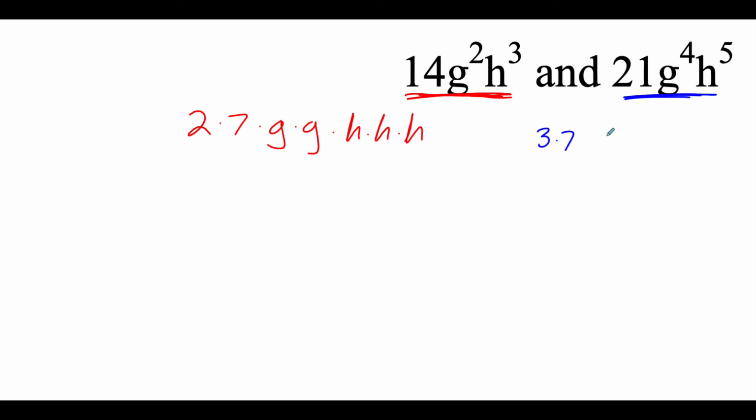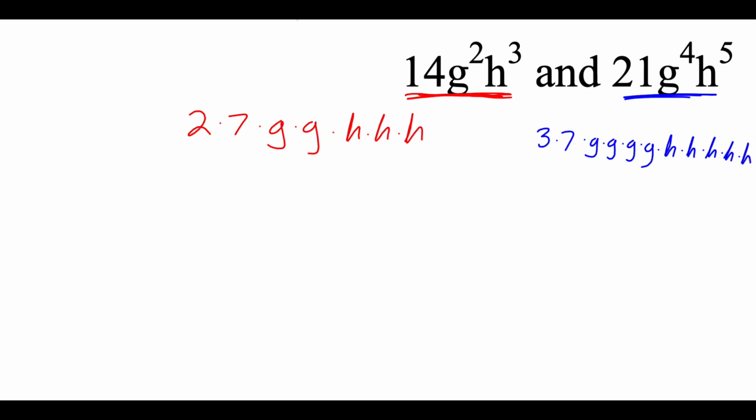Now here we've got 14g squared h cubed, and then we've got 21g to the fourth h to the fifth. If we look at the 14g squared h cubed, 14 is 2 times 7, g squared is g times g, and h cubed is h times h times h. Now if we look at the 21g to the fourth h to the fifth, 21 is going to be 3 times 7. G to the fourth is g times g times g times g, and h to the fifth is h times h times h times h times one more h.